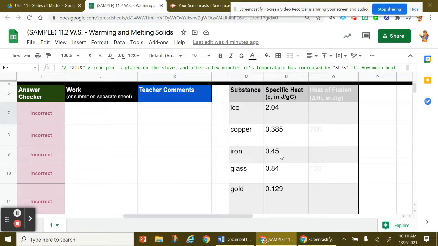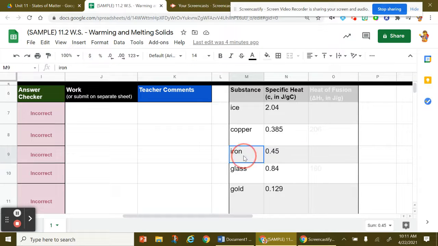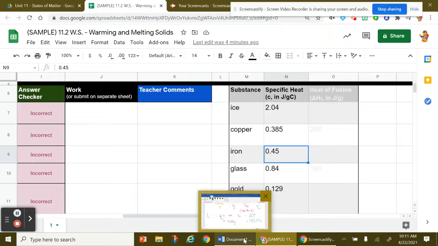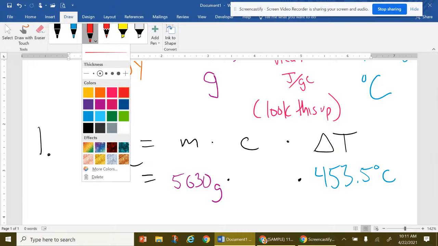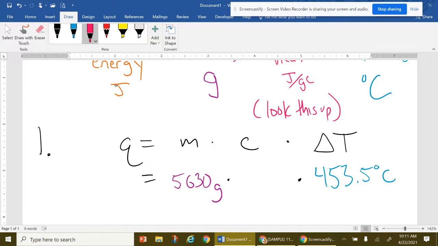All right, and we see right here, here's iron. Iron has a specific heat of 0.45 joules per gram degree Celsius, okay?